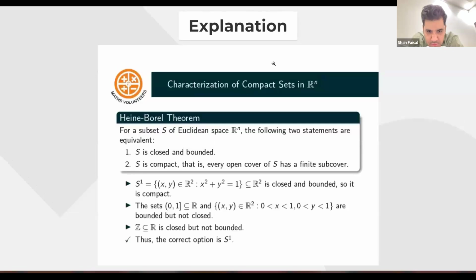And then you have what is, I think, okay. I don't see, you're hiding one of them. Yeah, right. So Z is unbounded, so therefore it's not compact either. So the only option is S1, the circle, which is closed and bounded, which is compact.